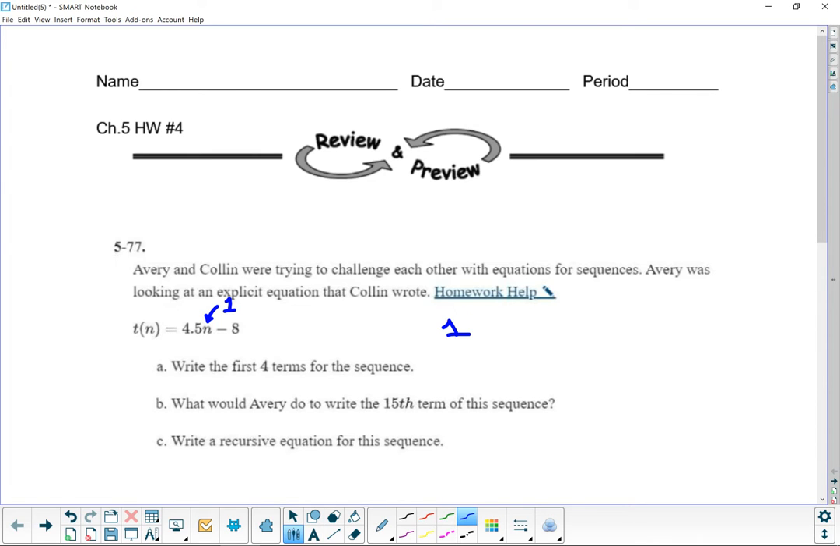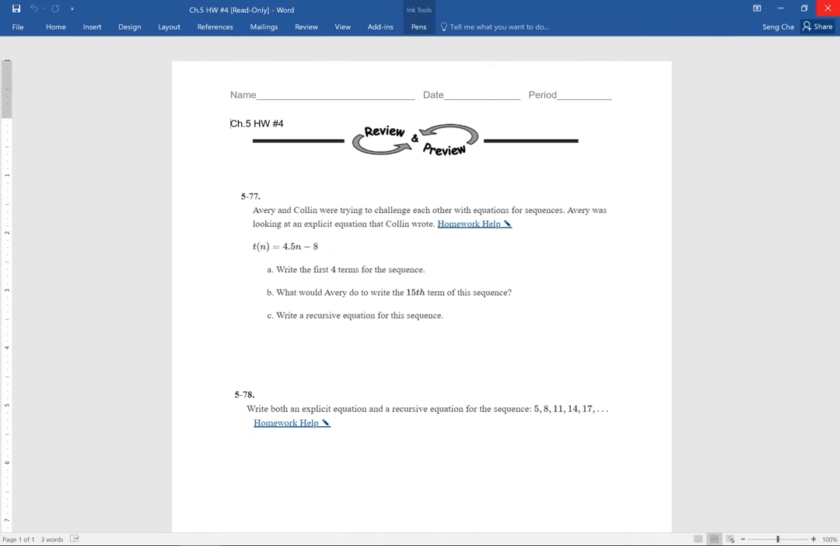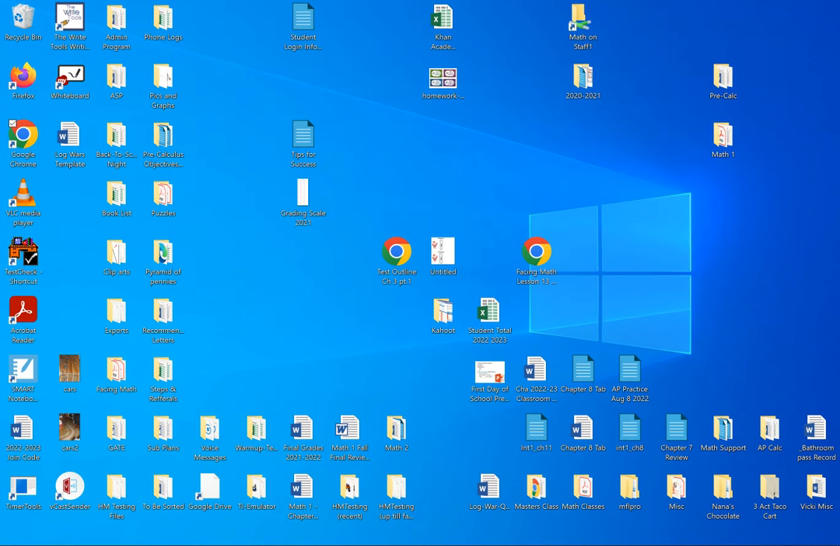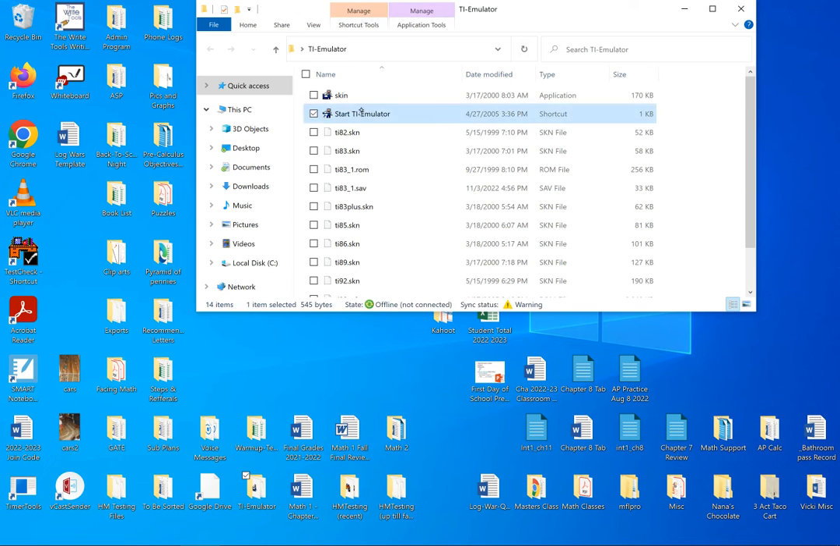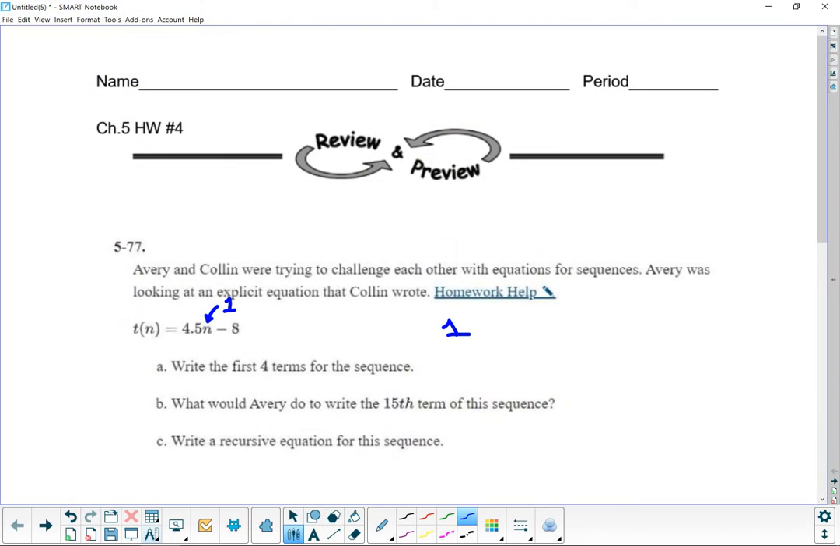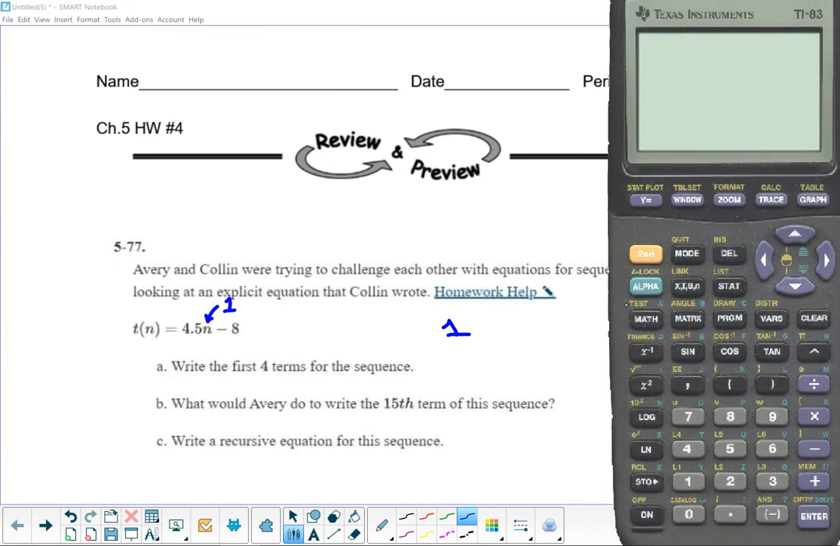So pull your calculator. Okay, I got it on the side. Here, let me pull it out. Oop. Okay, whatever. Go away. All right, so pull out your calculator. Okay, I'm gonna pull it out right here.